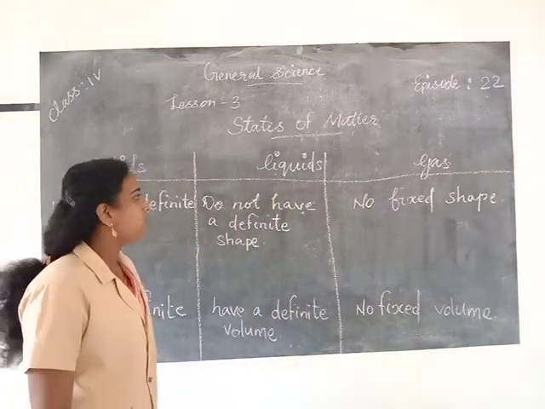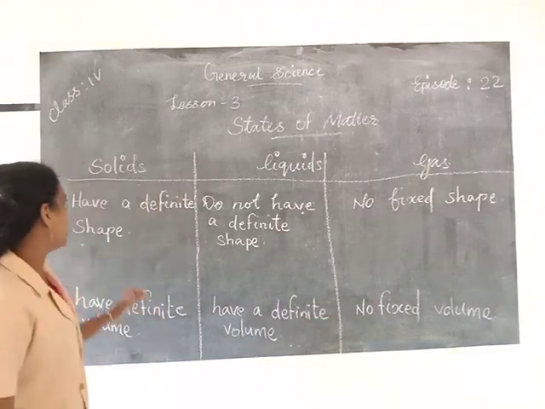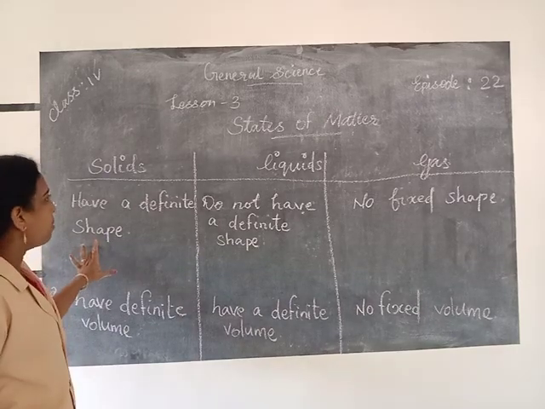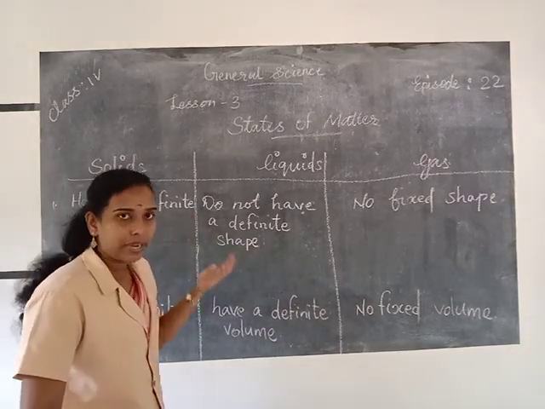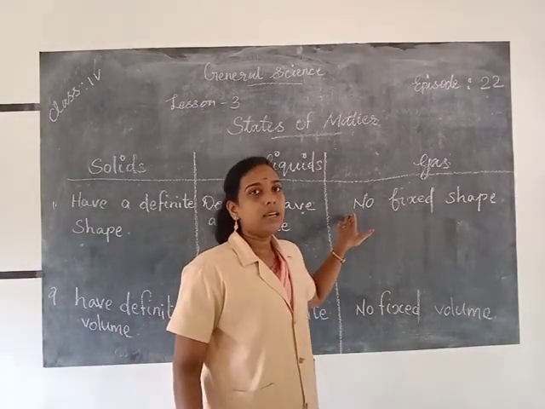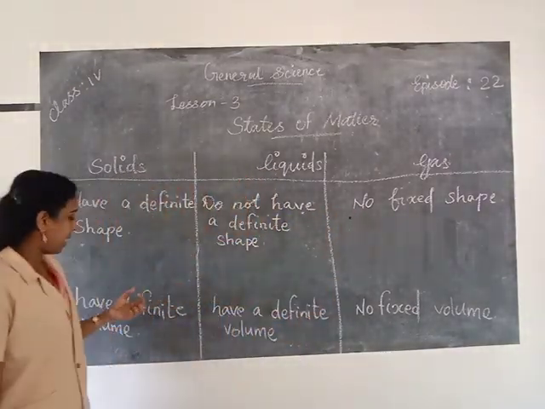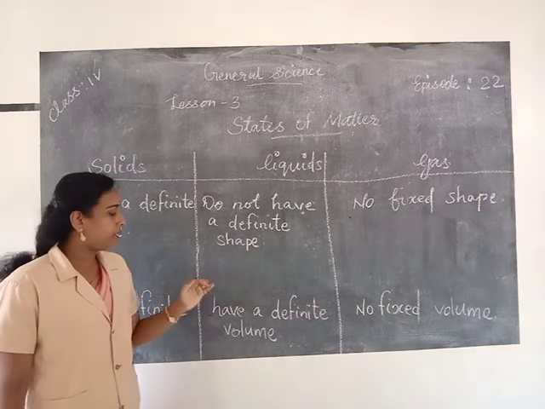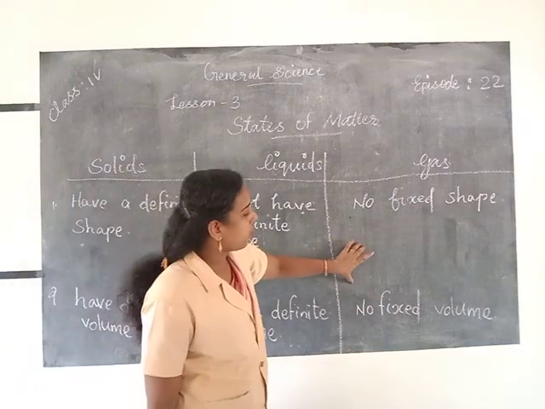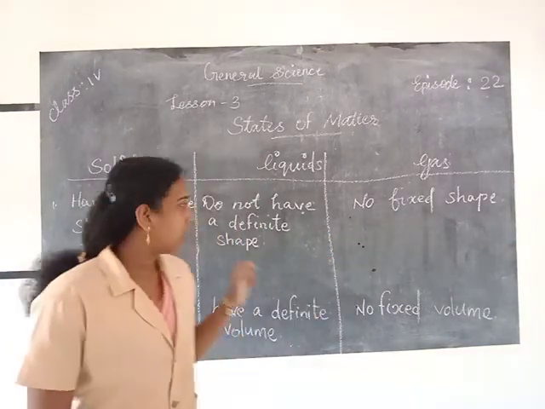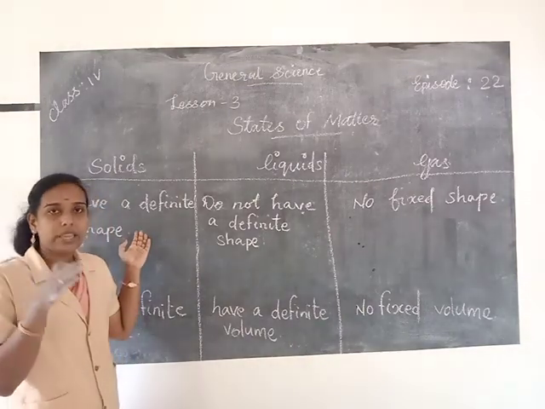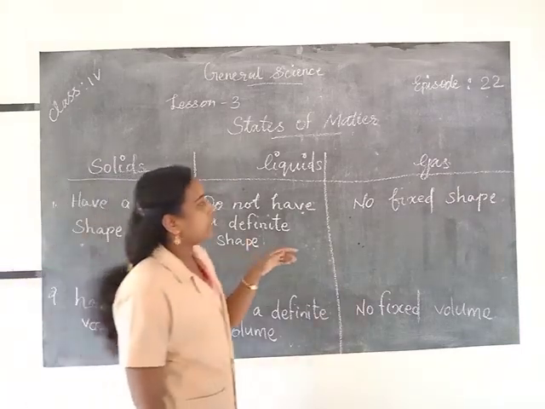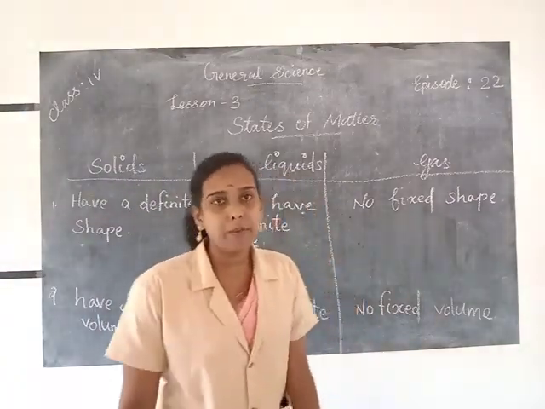So comparison between solids, liquids and gaseous state. Solids have a definite shape and liquids do not have a definite shape, and the gaseous state has no fixed shape. In solids they have definite volume, and in liquid state they have a definite volume, but in gaseous state they do not have fixed volume. In solid state the molecules are very closely packed, in liquid state the molecules are loosely packed, and in gaseous state the molecules are very far apart from each other.